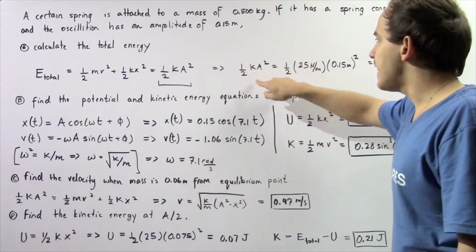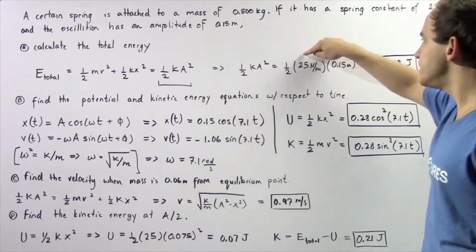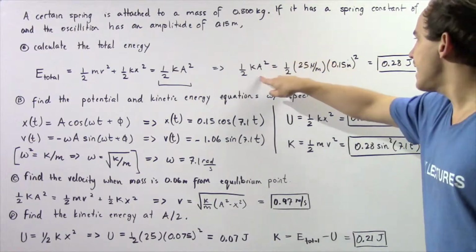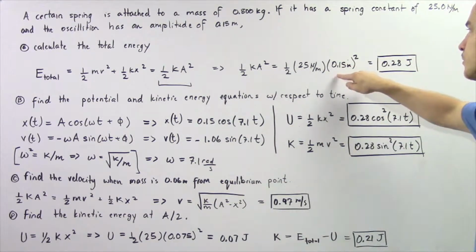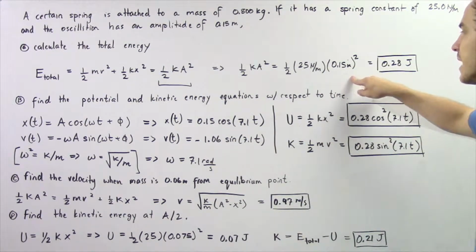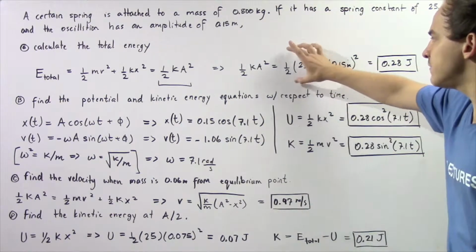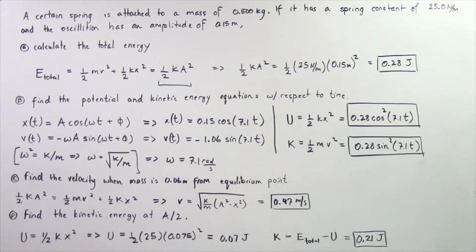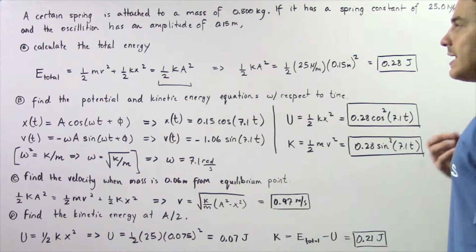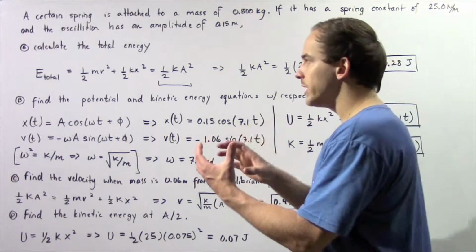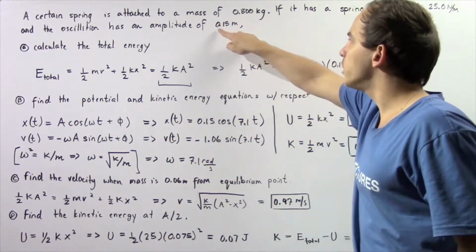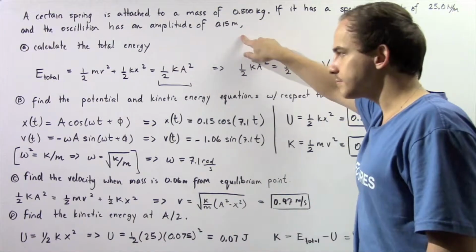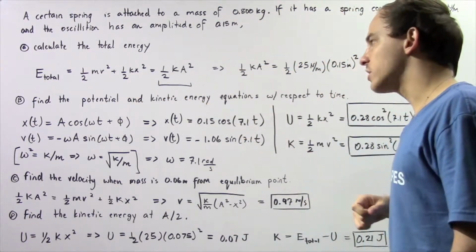So 1/2 kA squared, where our k is 25 newtons per meter and the A is 0.15 meters. So we square this, we get 0.0225. We multiply that by 25 and by 0.5 and we get about 0.28 joules of energy contained in the spring when we compress that spring a maximum displacement of 0.15 meters. Now, let's move on to part B.